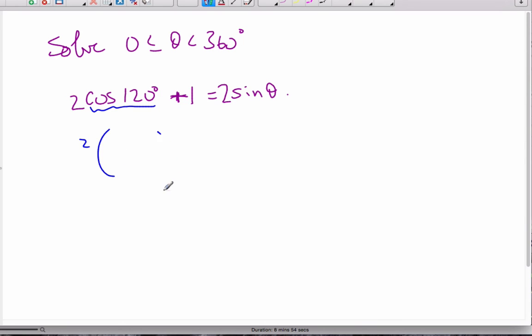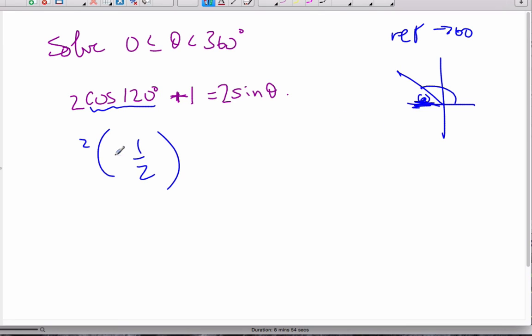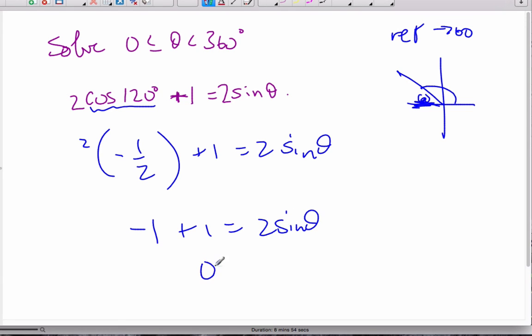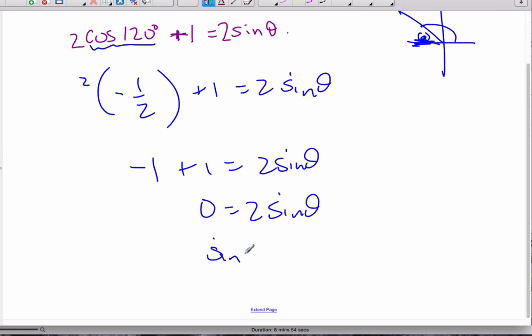So 2 cosine of 120, well, my reference angle for that, I think about 120 is here, 60 degrees is my reference angle. The cosine of 60 is 1/2. I know cosine is x, so it is negative. Plus 1 equal to 2 sine theta. Well, 2 times negative 1/2 is negative 1. Plus 1 is 2 sine theta. 0 is equal to 2 sine theta. So sine theta, dividing both sides by 2, is 0.